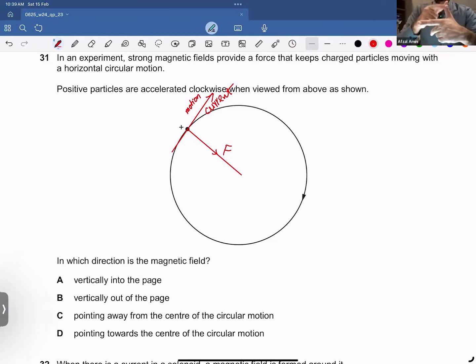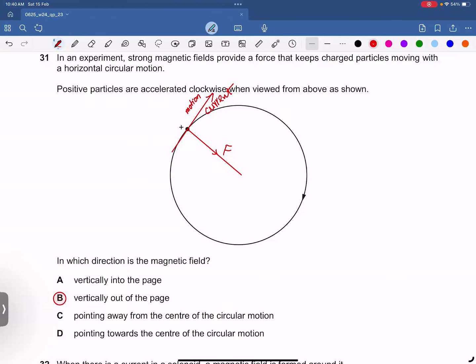So let's do force, field, current. Force will be the thumb towards the center, this way. The field we don't know. The current is the third finger, so this current is going up, towards the roof, you can say. Force is towards the center, so the magnetic field is facing you. Applying Fleming's left hand rule, you will get out of the page, as I told you, facing you.